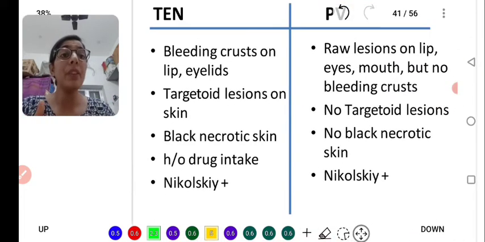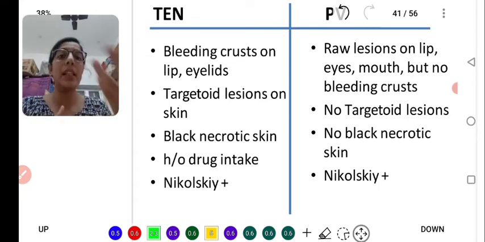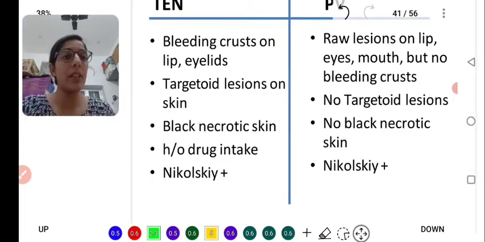Okay, so this one is TEN, and Nikolsky is present in both while peeling. What is the Nikolsky sign? When you peel the skin, it is easily peelable. That is known as Nikolsky sign positive.